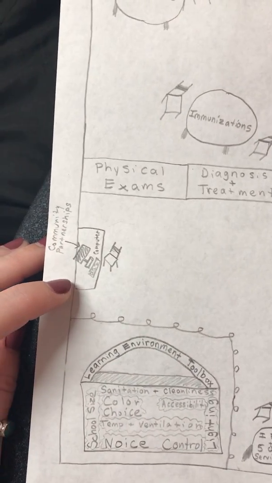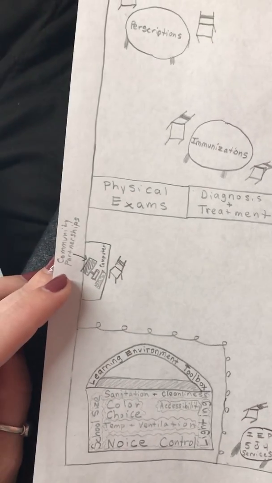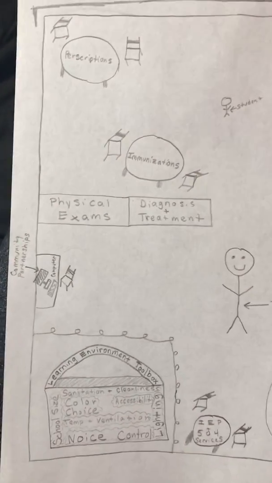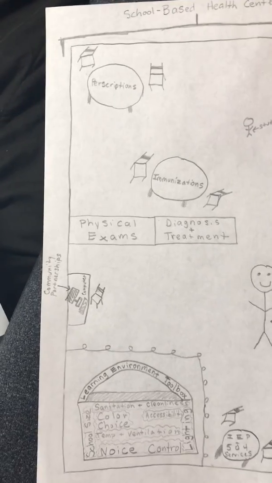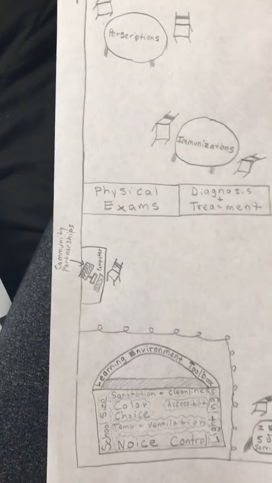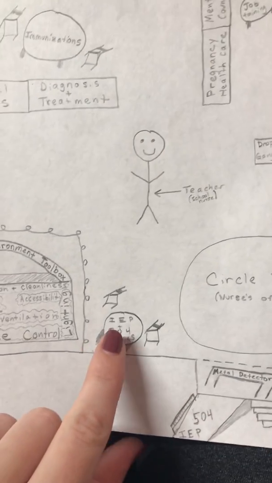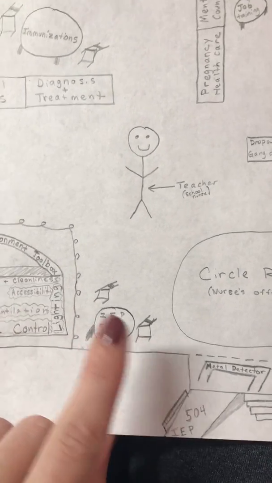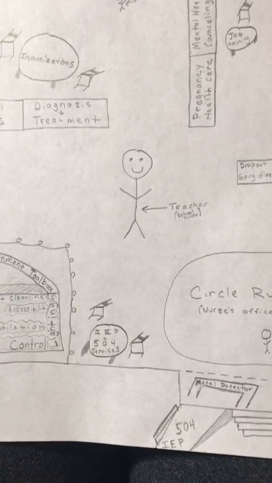And then I have two little stations. I have a little computer station kind of representing community partnerships because that's how I feel like a lot of classrooms and teachers connect with outside community members, is through the internet in a lot of ways. And then a little IEP and 504 services table right inside the entrance.